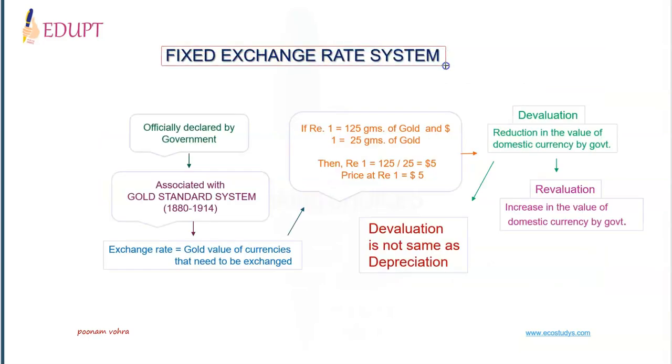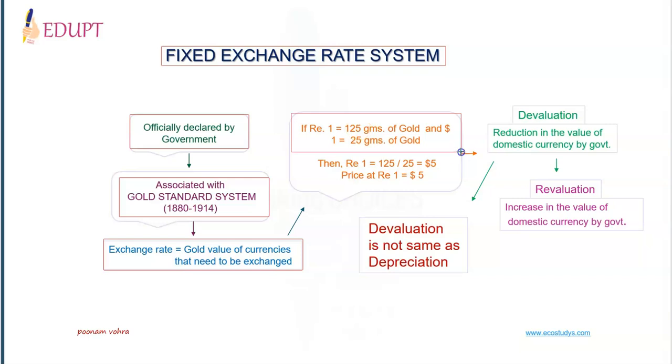Fixed exchange rate system refers to a system in which exchange rate is officially declared and fixed by the government. A typical fixed exchange rate system was associated with the gold standard system of 1880 to 1914. Under this system, value of each currency was defined in terms of gold, and therefore exchange rate was fixed according to the gold value of the currencies that have to be exchanged. This was called as mint par value of exchange.